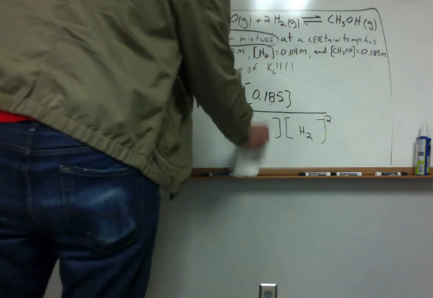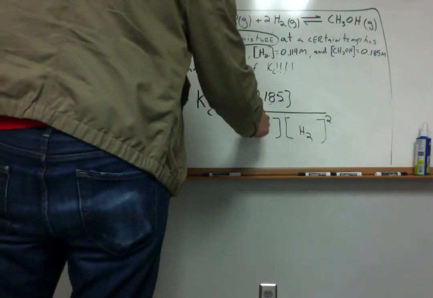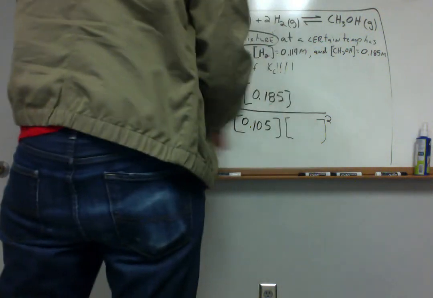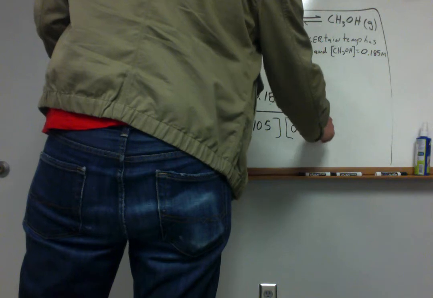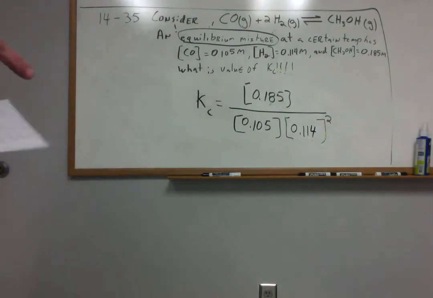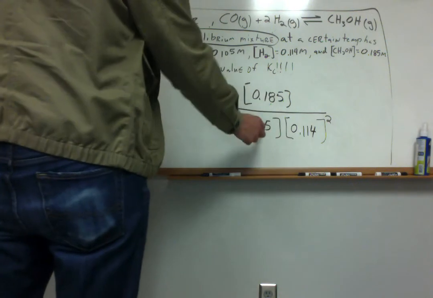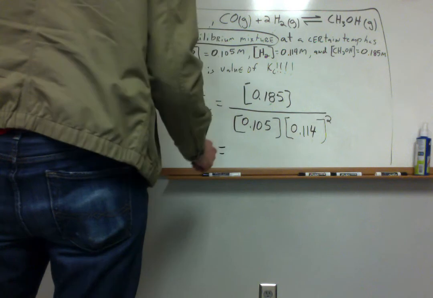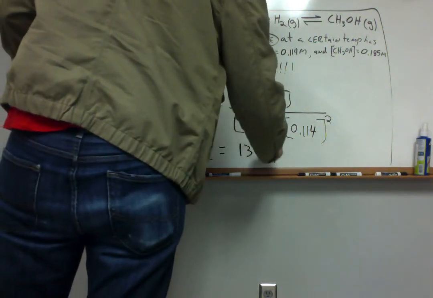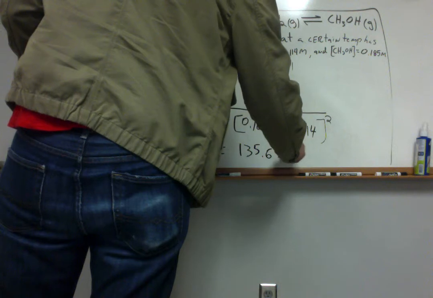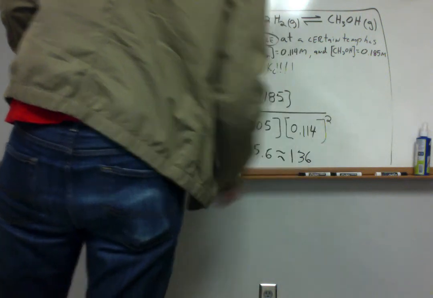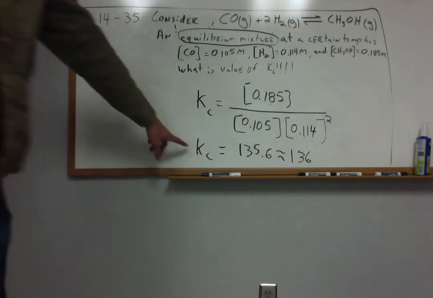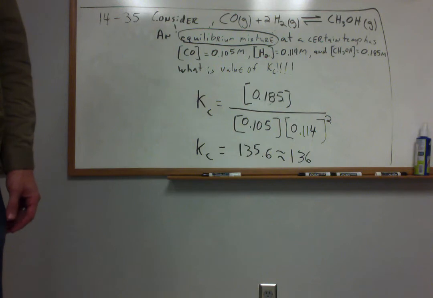We need the molarity for the carbon monoxide at equilibrium, which appears to be 0.105. We also need the molarity for the H2 at equilibrium, which was stated as being 0.114. Now we've got to square that one in the math, so don't forget to square it. We square that number, multiply by this, take 0.185 and divide by the denominator. And when we get the result, we end up getting about 136. That's our equilibrium constant Kc for this reaction system based upon the data that we're given.